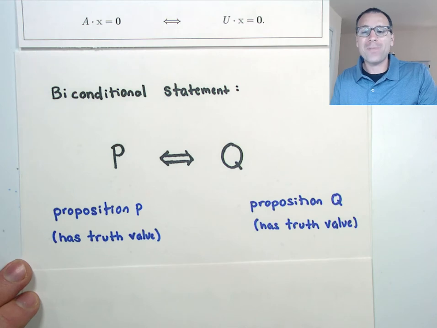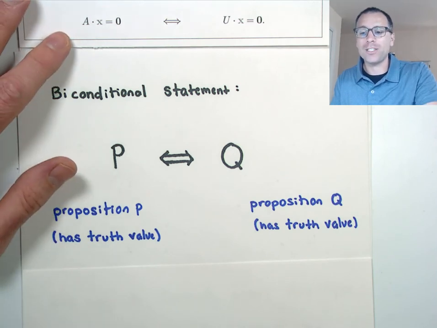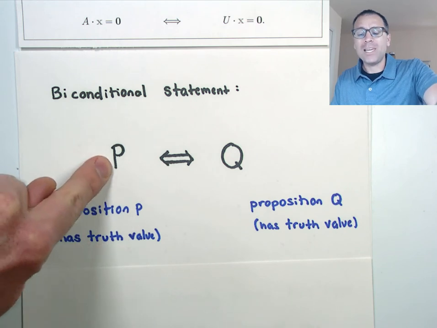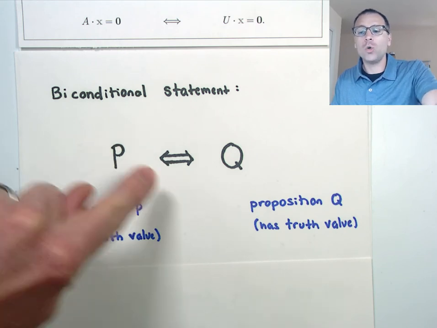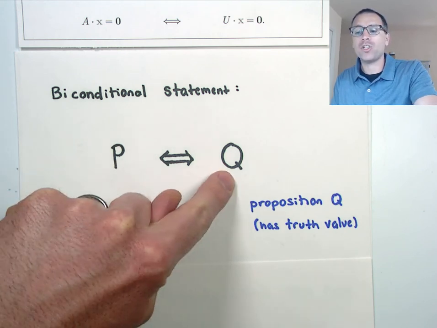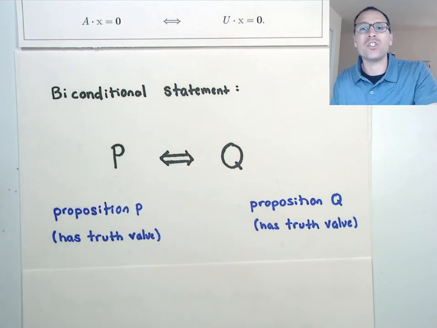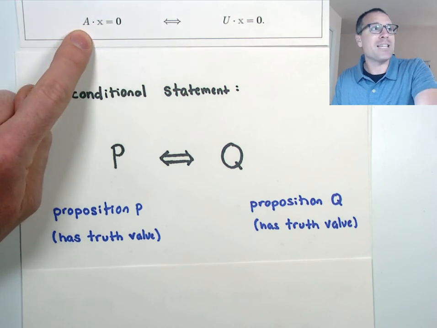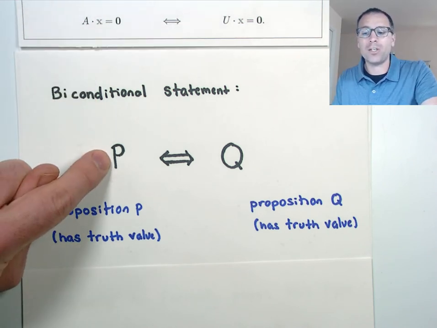When we're thinking about the anatomy of a biconditional statement, we say the proposition P on the left is true if and only if the proposition Q on the right is true. And propositions just have truth value. They're either true or false. So in this case, we would say A times x equals 0, that's going to be the proposition P.